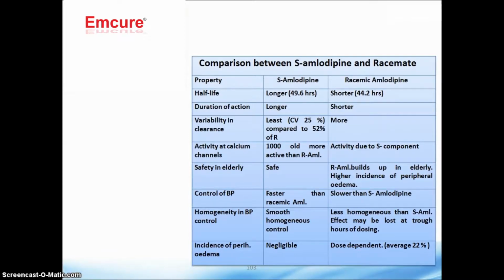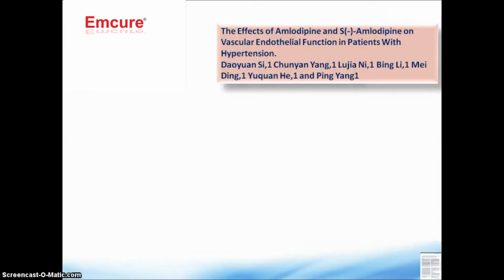Control of blood pressure: S-amlodipine is faster than the racemic amlodipine, whereas the racemate is slower than S-amlodipine. Homogeneity in blood pressure control is smooth with S-amlodipine, whereas the racemic mixture is less homogeneous, and the effect may be lost at the trough hours of dosing, that is, in the early morning hours. Then incidence of peripheral edema is negligible with S-amlodipine, whereas it is dose dependent and averages approximately 22% with the racemic mixture.